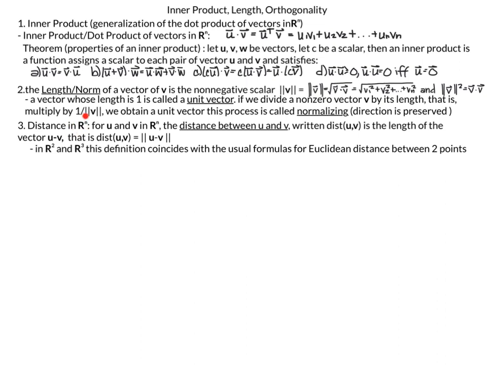Now we can talk about a distance formula in Rn for the distance between u and v, two vectors, and we denote that with dist(u, v). It's the length of the vector u minus v. That is, the distance between u and v is equal to the length of u minus v. And in R2 and R3, this definition coincides with the usual formulas for Euclidean distance between 2 points.